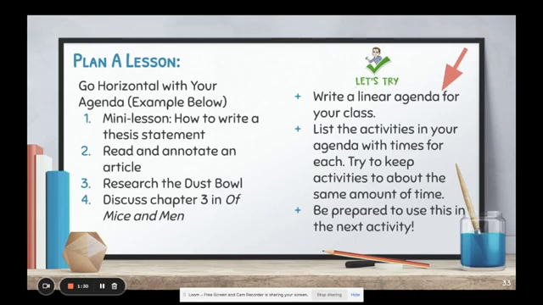A lot of us will have a list of things we want to accomplish during the time we have with the students. If we take those and write it horizontally as opposed to vertically, as you see in the example here, traditional example, a mini lesson, a read and annotate, some research, and a discussion. If we take those and write them or create them horizontally, then we have the stations for our blended learning experience.